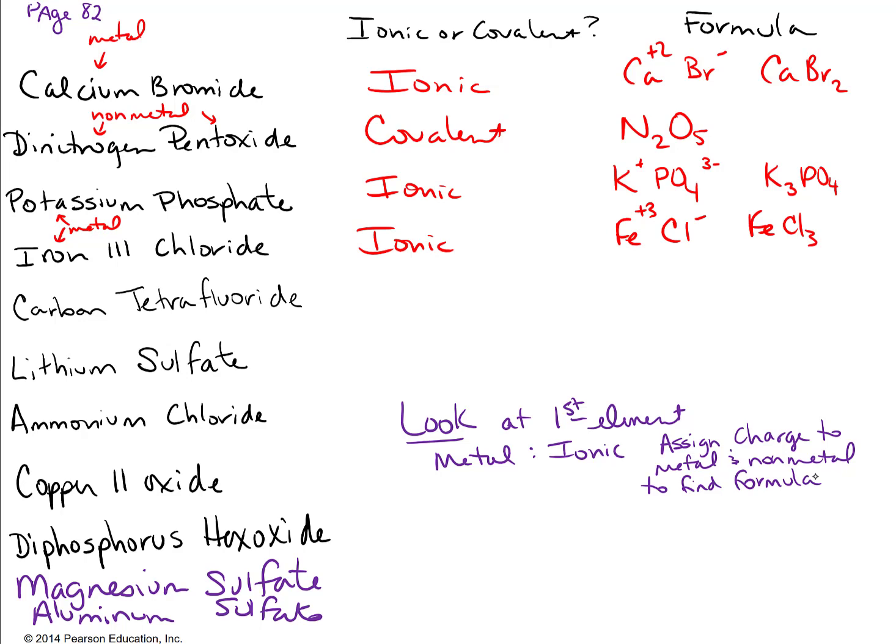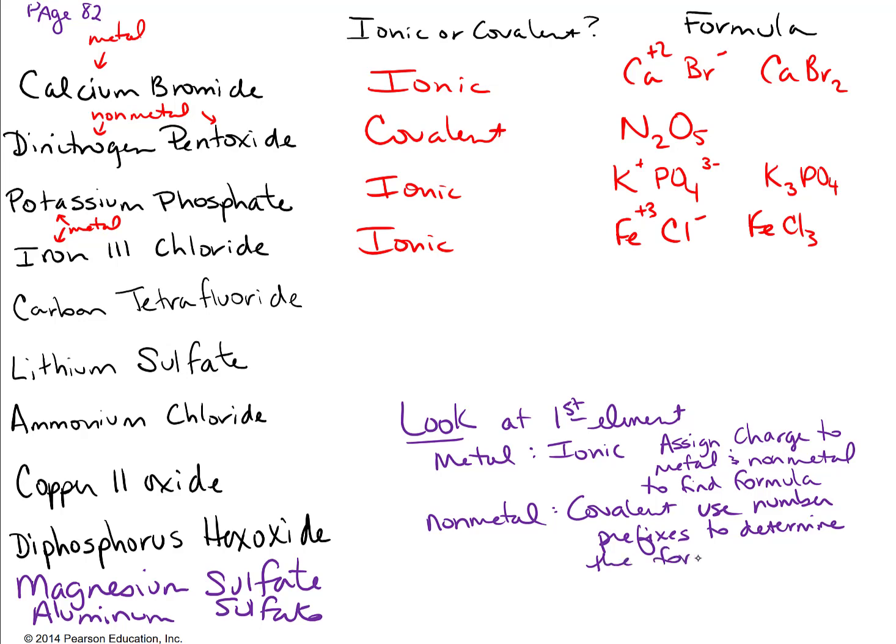If you have all non-metals, and hydrogen, then you know it's covalent. So in covalent, you're going to have number prefixes. So you will have di, tri, tetra, pent. That will tell you how many of each of them. So you will use those number prefixes to determine the formula.